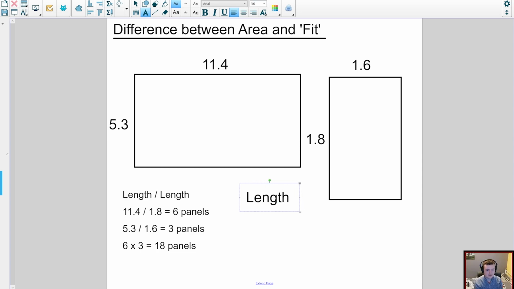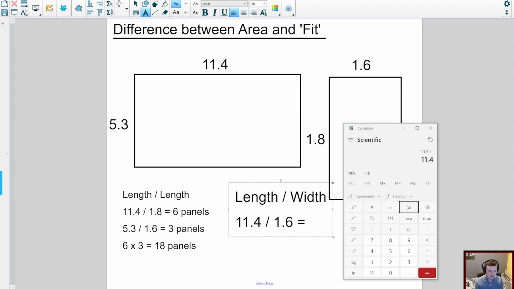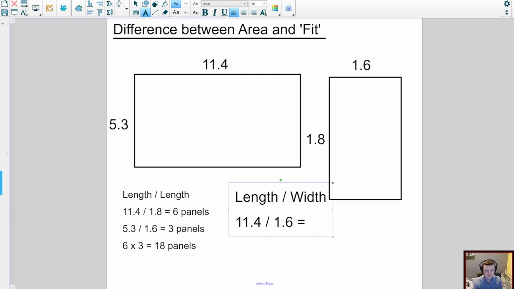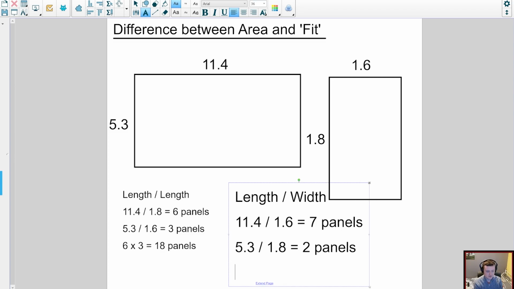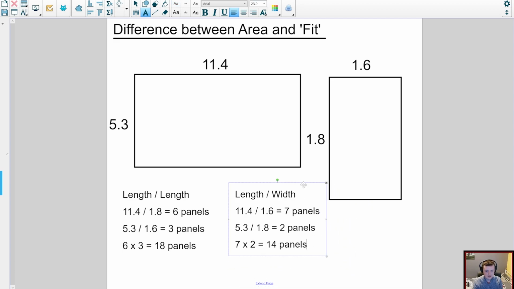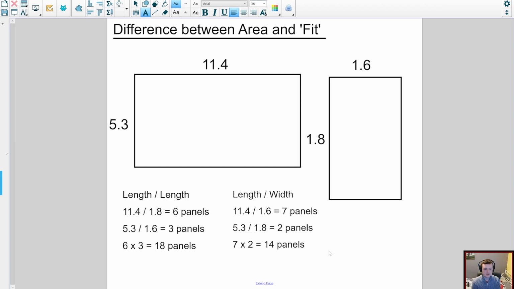Okay, now I've got length divided by width. So I'm going to do the long side divided by the short side. So 11.4 divided by 1.6. It may not change my answer, but it might. There's going to be 7.125, so I can give it 7 panels in this way. And if I do 5.3 divided by 1.8 now, so short side divided by long side, I'm going to get 2.994, so it's going to be 2 panels this way. And so we've got 7 times 2 is going to be 14 panels. And so what we found out is that in this case, our length divided by length gives us the most panels, 18 panels.